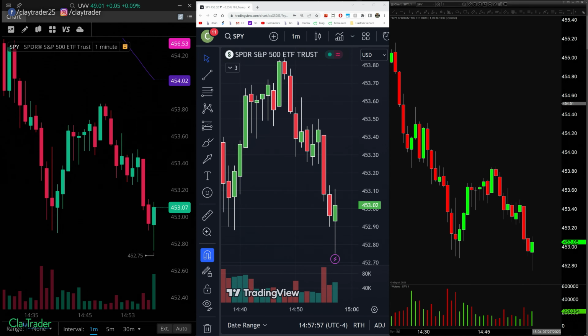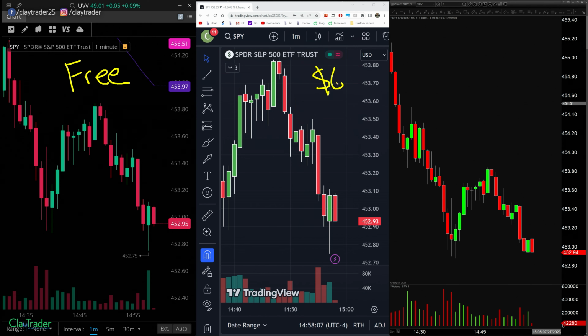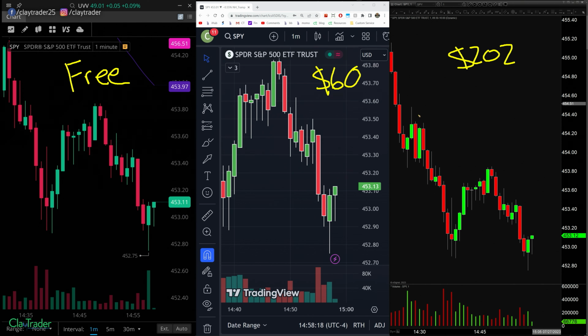So here we are looking at the 3 platforms, and from left to right, we have WeBull, which again is free. Here we have the mid-tier, which let's just call it $60 per month. And then over here we have, we'll just do it per month, this one was $202 per month. And the other dynamic to watch is this right here, the changing prices. Do these match up, or are they off? Does one seem faster than the other?